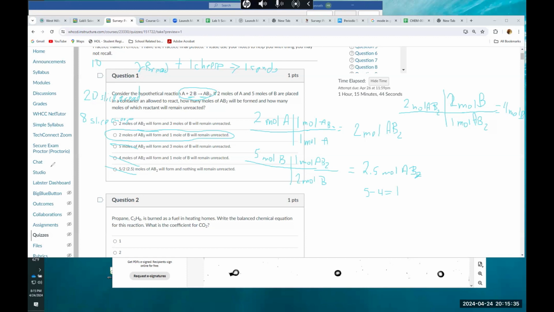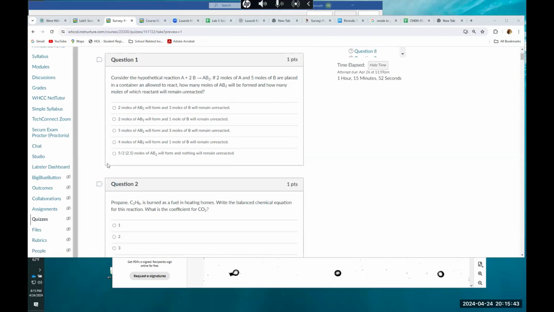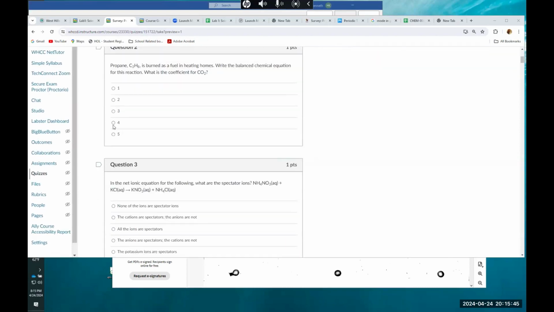So let me erase. This process is called stoichiometry. Okay. So propane is burnt as fuel in heating homes. Write a balanced chemical equation. What is the coefficient for CO2?